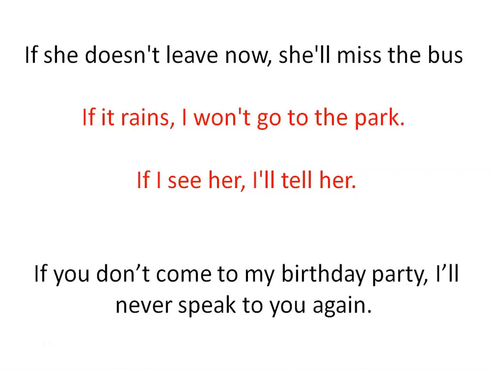Now, let's discuss this example. If you don't come to my birthday party, I will never speak to you again. This comes under threats and warnings. We can sense a threat in this sentence. So this is the best example for a threat or a warning. So this is all about the first conditional. Let's move on to the next one, that is second conditional, and try to understand that concept also.